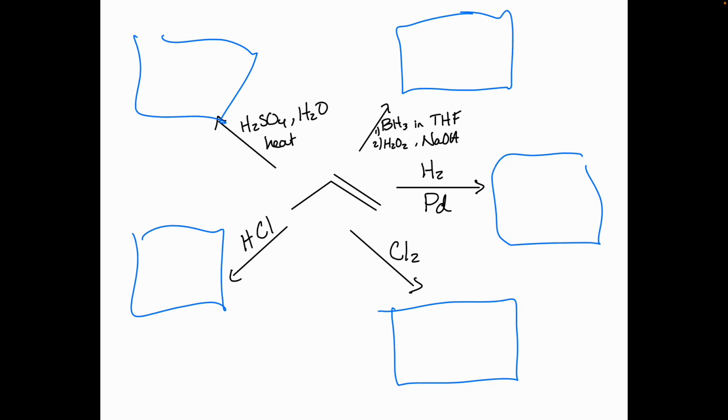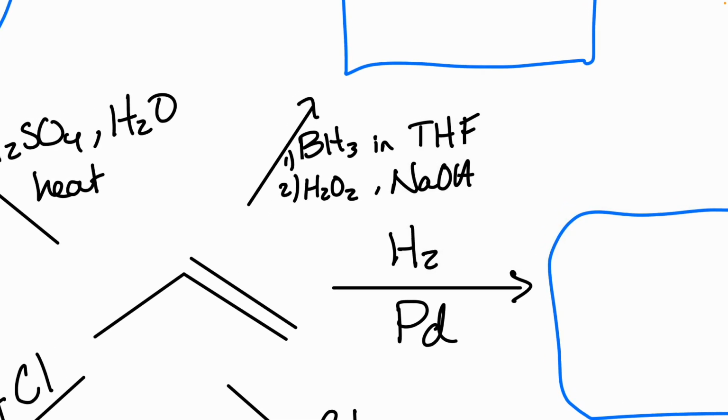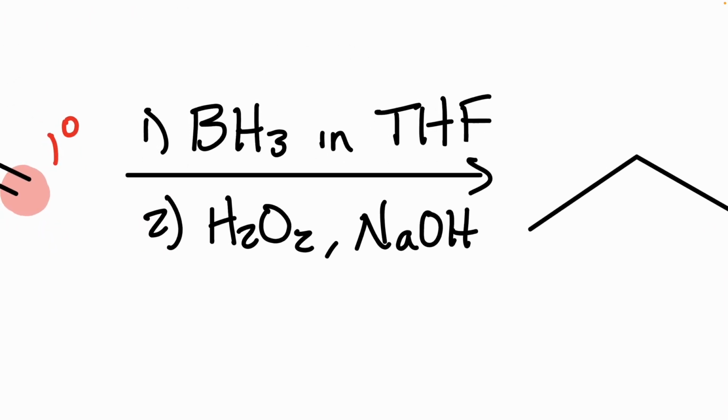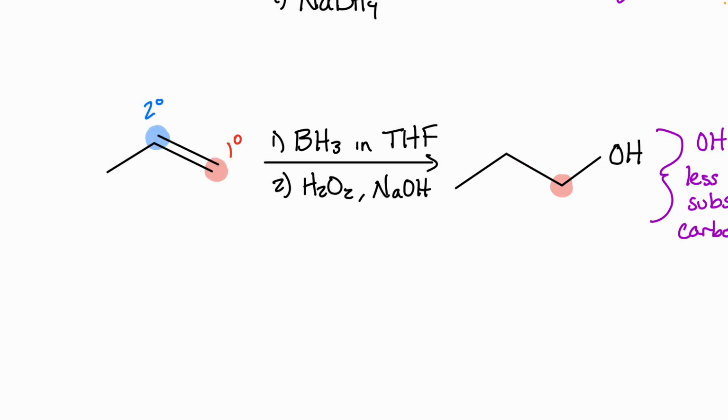What's up? On the right top one, isn't it supposed to be switched? The BH, like the number 2 and then the left one are together and then the other one separate, number 1 separate? No, so it's borane in THF and then what's called hydrogen peroxide and sodium hydroxide. Cool.